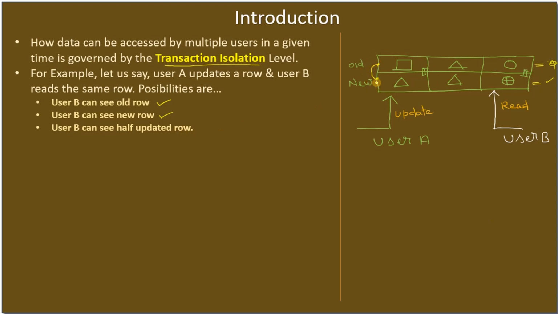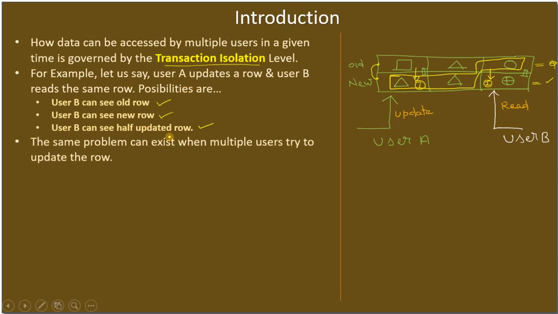That means since this update action is going on, let's state that the update is happening first for this column, then for this column. So it's also possible for user B to see a partial update. That means user B can see values like this. Alright. So all these things are possible, and this can be controlled using the transaction isolation levels.